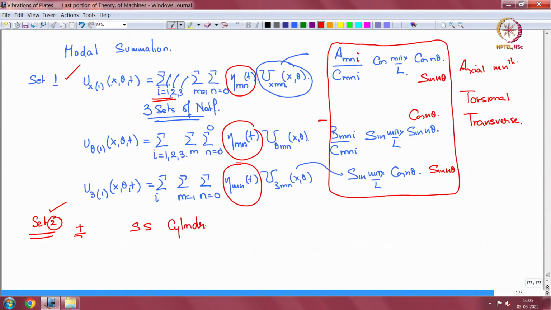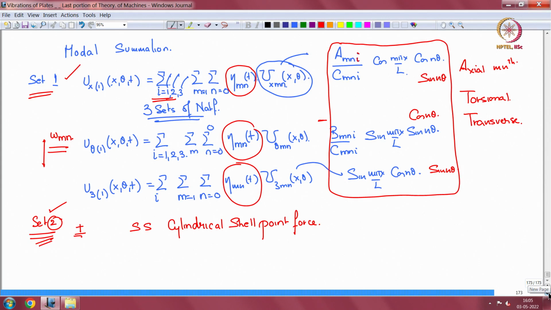Good morning and welcome to this next lecture on vibrations of plates and shells. So we are looking at the response of a simply supported cylindrical shell to a point force. And we said we have to look at the response of two sets of mode shapes. These two have the same natural frequency, omega mn is the same, that is important to note.